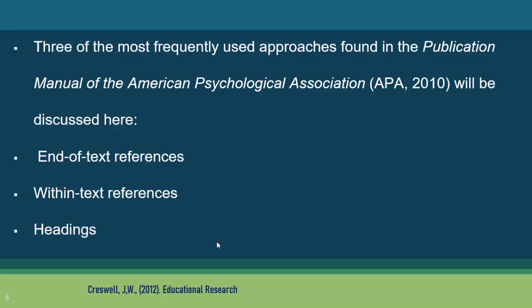Three of the most frequently used approaches found in the Publication Manual of the American Psychological Association, APA 2010, will be discussed in this lecture. First, end of text references, which means how to write references at the end of a research article, thesis, or report. Then within text references and headings.